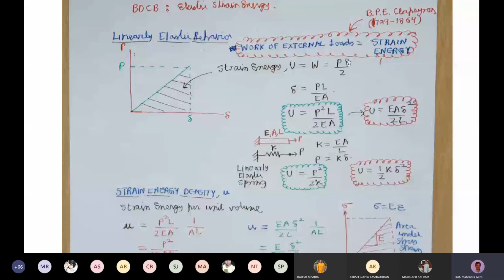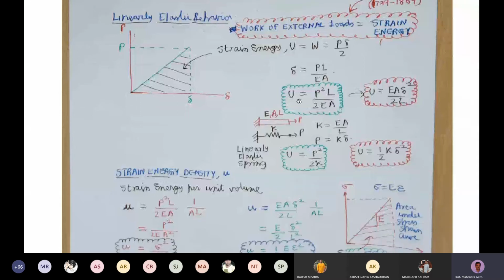You can express either in terms of the applied force, or you can express in terms of the final elongation. If you look carefully here, you can imagine this bar to be a spring, as I discussed before. So the spring constant K, here delta is equal to PL by A.